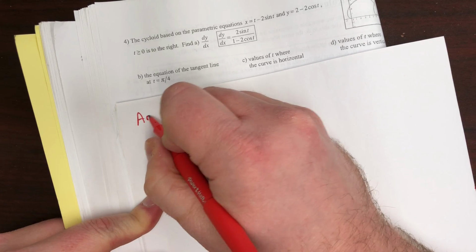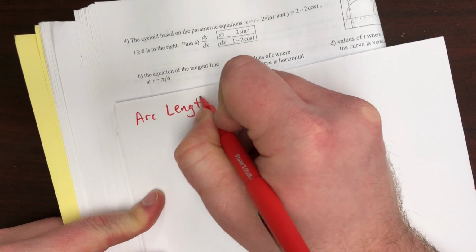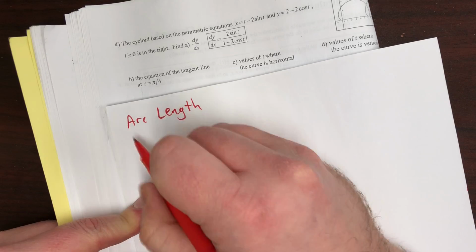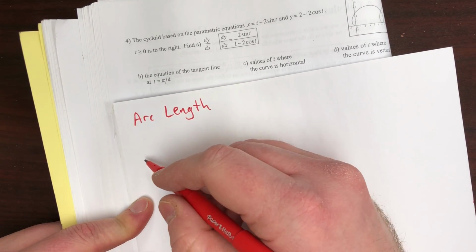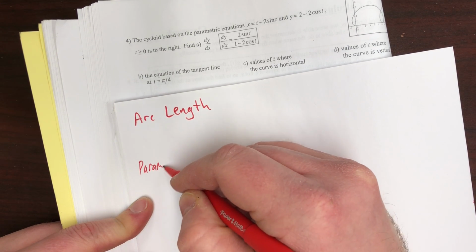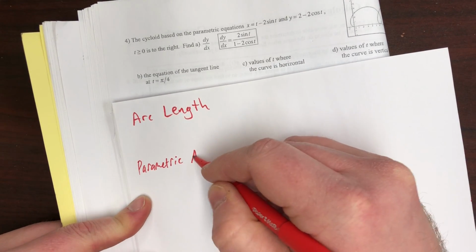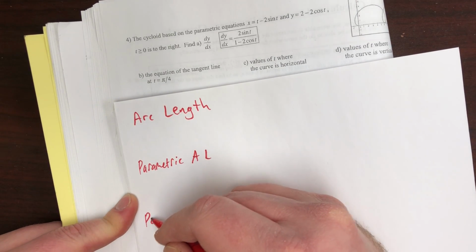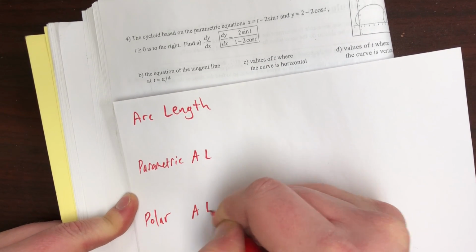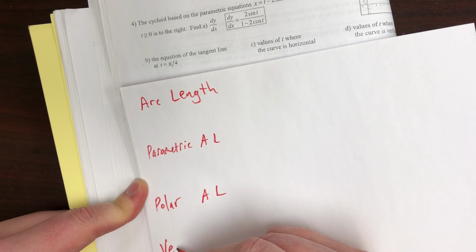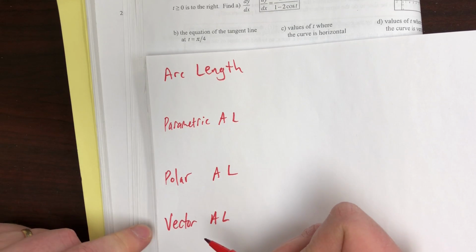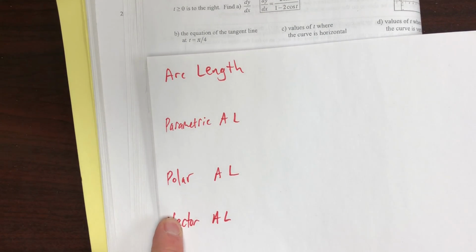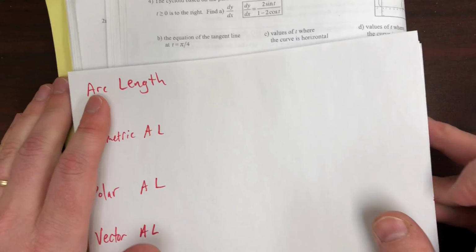So if you recall back, we had arc length, right? And I actually would recommend having arc length and then having parametric arc length, and then having polar arc length, and then having vector arc length. I had to remember, there's a band called Vector, and they spell it with a K, and I'm like, wait, oh no, that's the band, that's not real life. Okay.